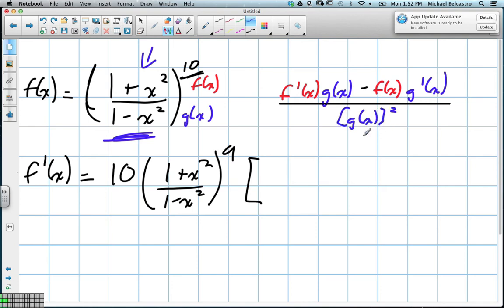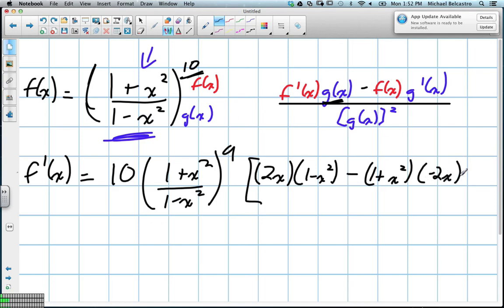Okay. So with that being said, the derivative of the top, if I derived f at x, what value would I get? Yeah, that's right, I'd get 2x. Very good. Then we multiply it by the original on the bottom, so we have 1 minus x squared. Subtract, we take the original from the top, 1 plus x squared. Derivative of the bottom, what would the derivative of the bottom be? That's right, negative 2x. Very good. Okay. And all of that would be above our 1 minus x squared squared again.